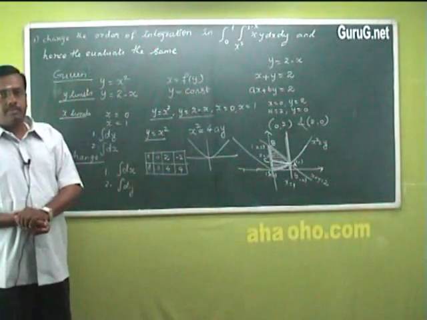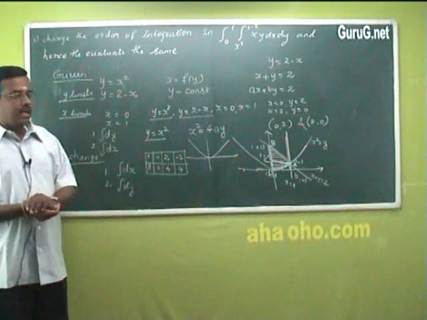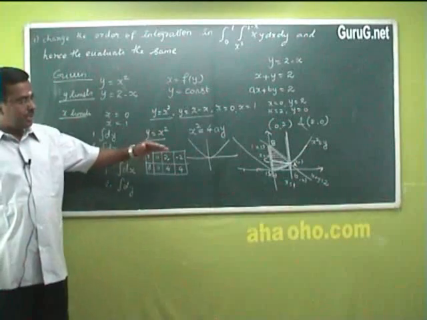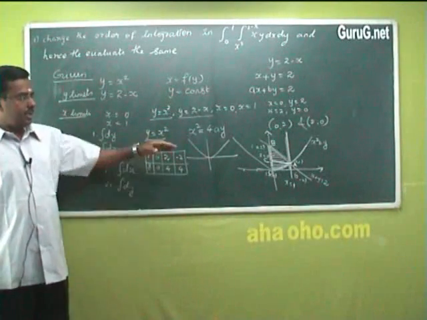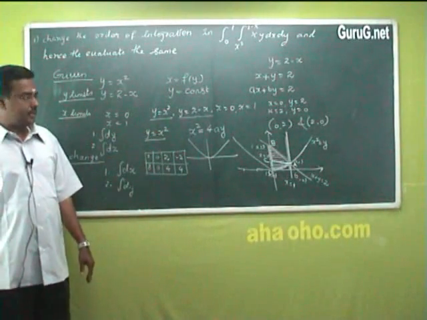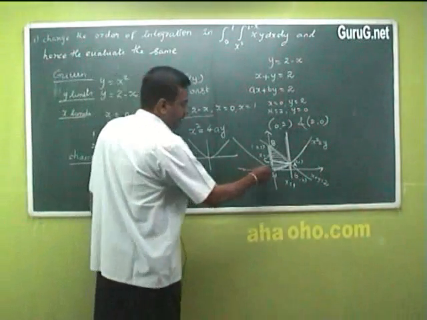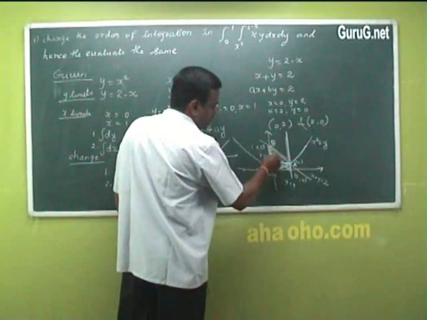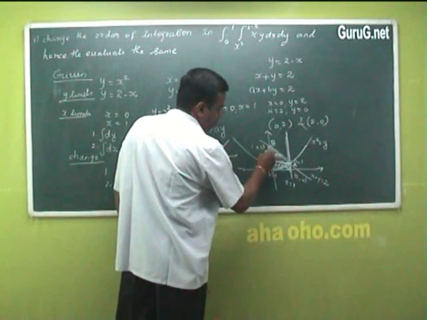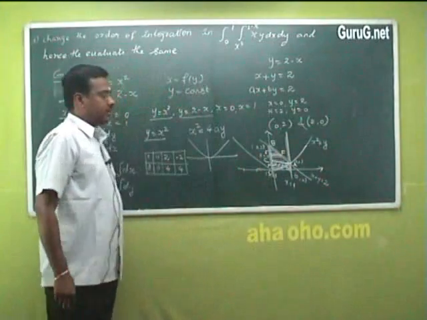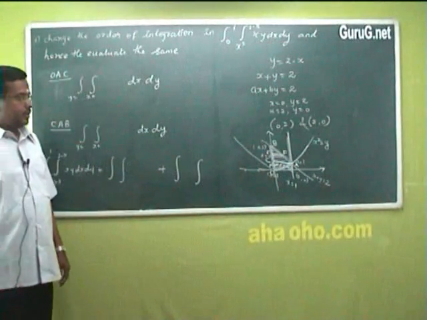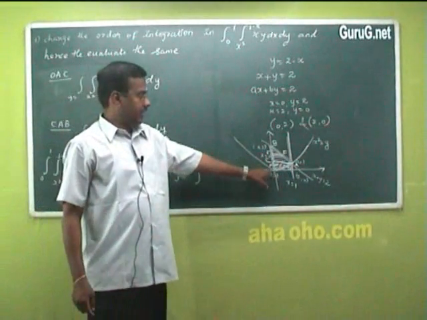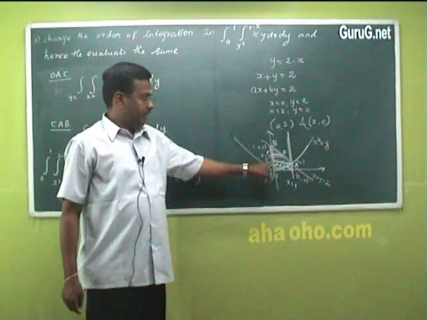What is our next step? We have to change the order of integration in each region. Then you have to add all such integrals. For that, consider an elementary strip PQ in the first region. Consider another elementary strip EF in the second region. The strip PQ in the region OAC.